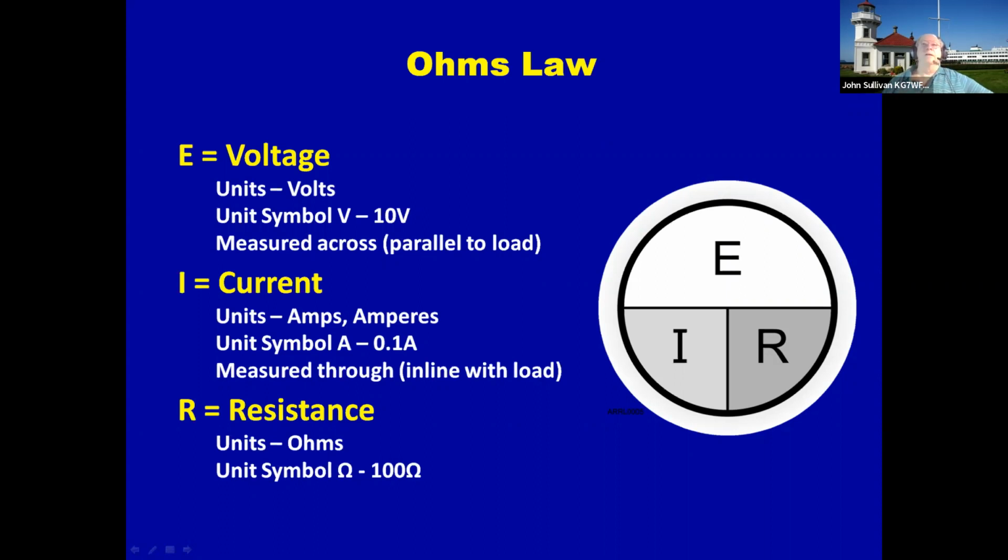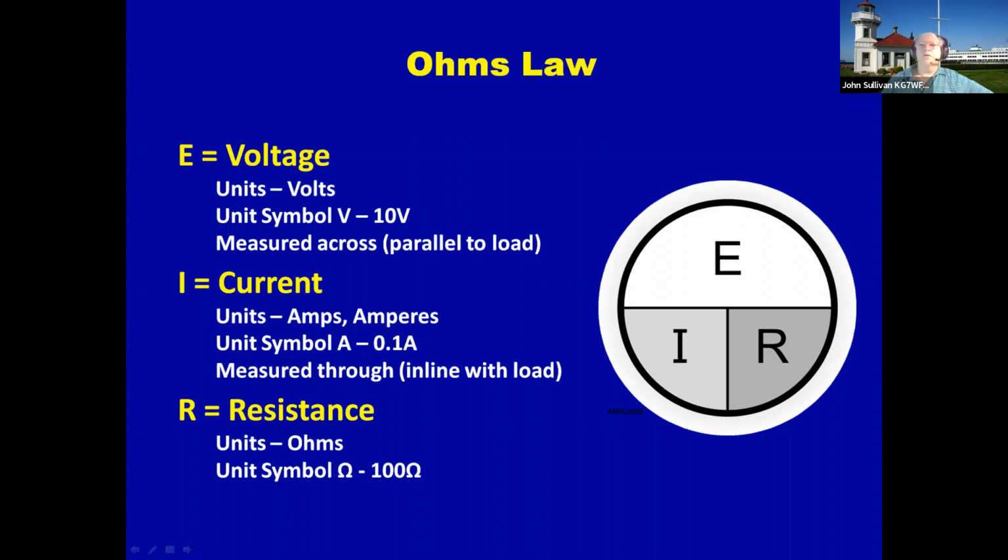Okay. We talk about the unit is volts, symbol is V, and we measure it across or parallel to the load. Current is in amps or amperes, symbol is an A, measured in line. Resistance is ohms, omega. So E is voltage, and you've got I and R. E equals I times R.